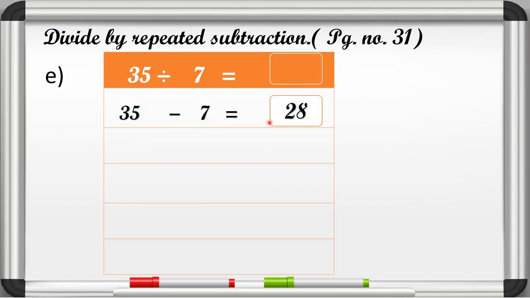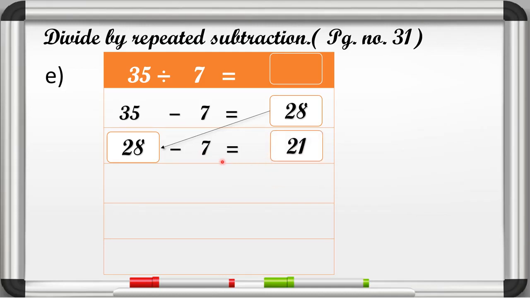Okay. Now we have to subtract 7 from 28. So we'll write 28 here and we have to write minus 7 here. So keep 28 in your mind and 7 on your fingers. Let's start backward counting. 27, 26, 25, 24, 23, 22, 21. So we'll write 21 here.